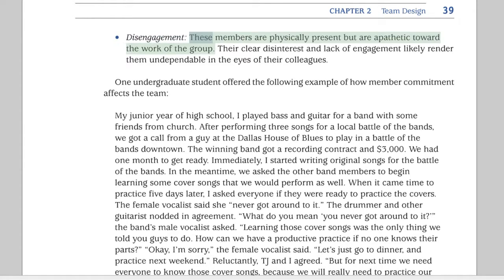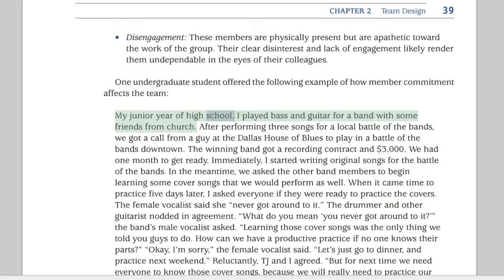Disengagement. These members are physically present but are apathetic toward the work of the group. Their clear disinterest and lack of engagement likely render them undependable in the eyes of their colleagues. One undergraduate student offered the following example of how member commitment affects the team.